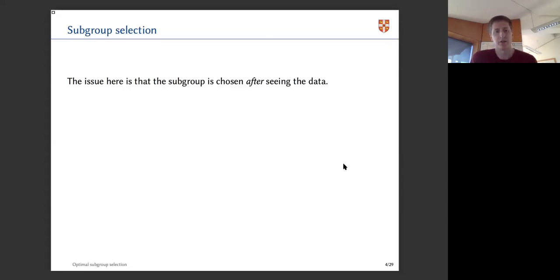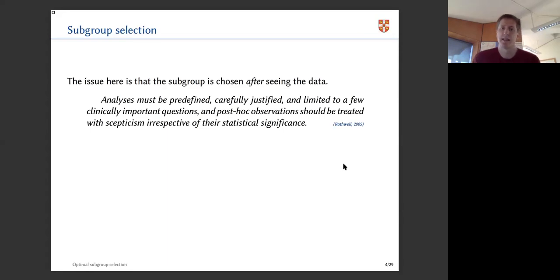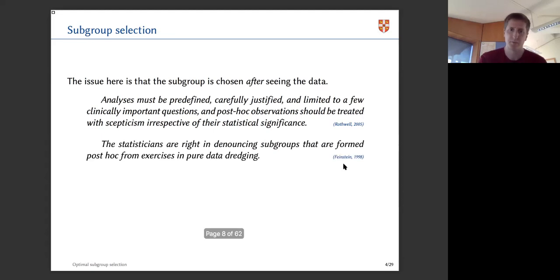In fact, there's a large literature on why you shouldn't do subgroup selection. There are many tens of papers about it. I picked out a couple of quotes. Here's one: analyses must be predefined, carefully justified, and limited to a few clinically important questions, and post hoc observations, that is made after seeing the data, should be treated with skepticism irrespective of their statistical significance. That's one interesting quote. And here's another one. The statisticians are right in denouncing subgroups that are formed post hoc from exercises in pure data dredging.